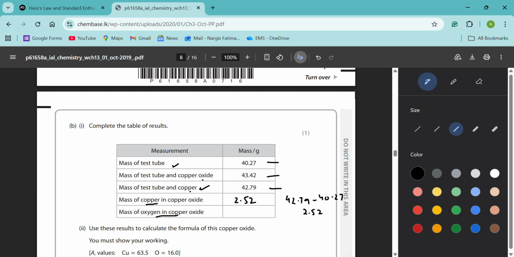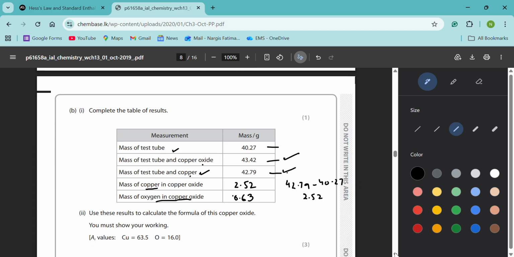Then mass of oxygen in copper oxide. So how can we find the mass of oxygen in copper oxide? We have the mass of test tube and copper oxide, and we have the mass of test tube and copper. So if we subtract the mass of test tube and copper from the mass of test tube and copper oxide, then we can get the mass of oxygen in copper oxide, because only the difference is oxygen. So if you subtract 42.79 from 43.42, we will get 0.63 grams. So this is the mass of oxygen in copper oxide.